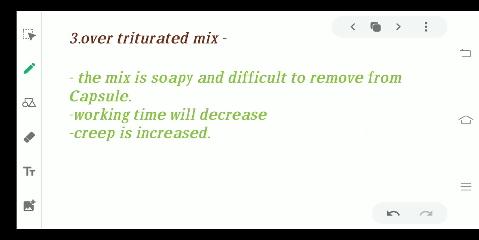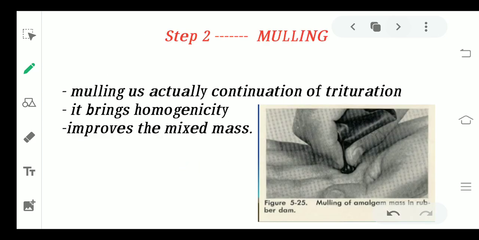Coming to over triturated. Now for example, you have over triturated the mix. You have mixed a little more than normal. Now the mix is soapy and it is difficult to remove from the capsule or from the mortar and pestle. It will stick everywhere. The working time will decrease. It will take a lot of time in setting, and the creep is also increased.